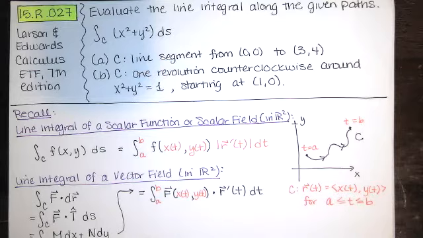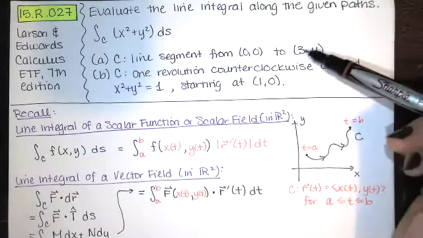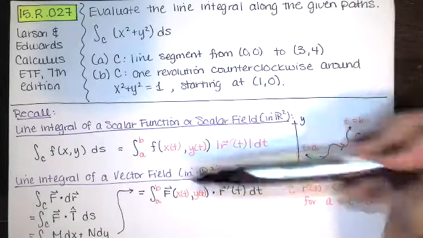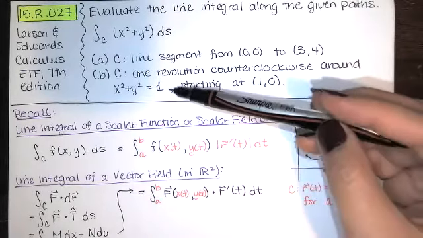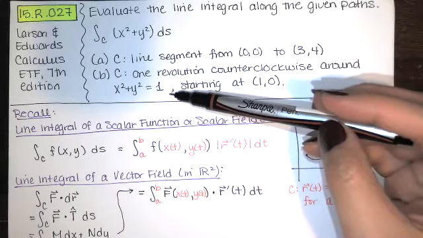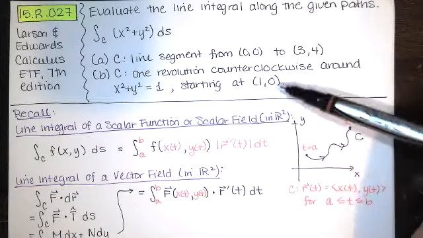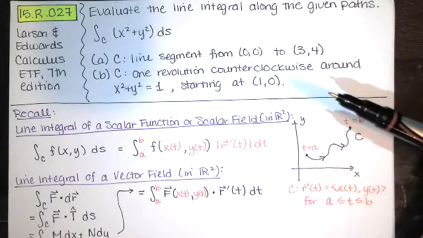In part A, the path C is a line segment starting at x equals 0, y equals 0, and ending at x equals 3, y equals 4. And in part B, C is a different path. It's actually a circle of radius 1 centered at the origin. And we're asked to go 1 revolution counterclockwise around that circle, starting at x equals 1 and y equals 0.